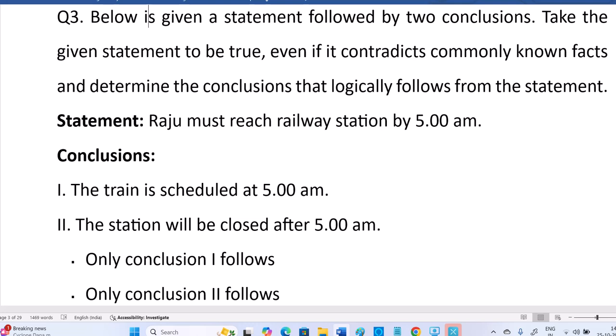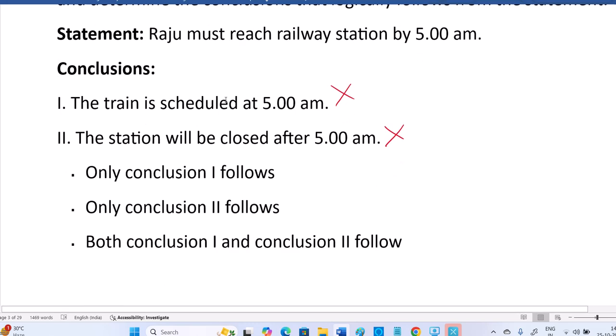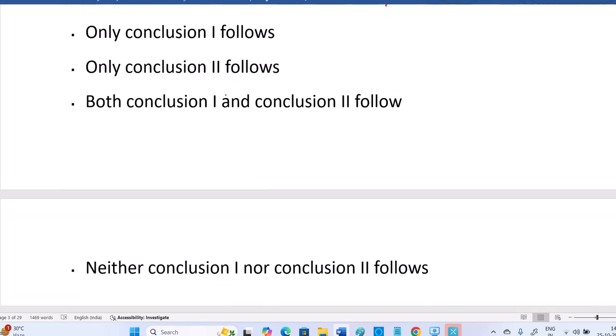How can we conclude the first one? If the train is scheduled at 5 a.m. and he reaches at 5 a.m., he cannot catch the train, right? He needs to go to the fifth platform or sixth platform, some other platform. He may have that ticket or may not. So the first one I cannot say. Conclusion means definitely true. With that I cannot say. And the station will be closed after 5 a.m. is a blunder. So it's no way. Neither conclusion one nor conclusion two.